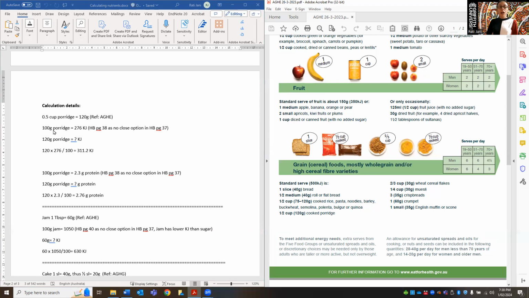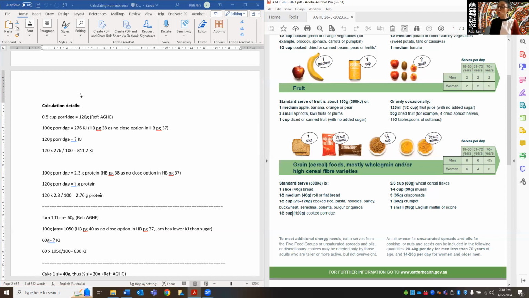Then 100 grams of porridge is how much? So where does this 100 gram come from? Again, it's from your handbook. When you flip the page, once you have your quick ready reckoner, 7th edition, page 37, this may be different pages in future years, you will have an exhaustive list of a lot of foods, but they are all per 100 grams. They are not per serve.